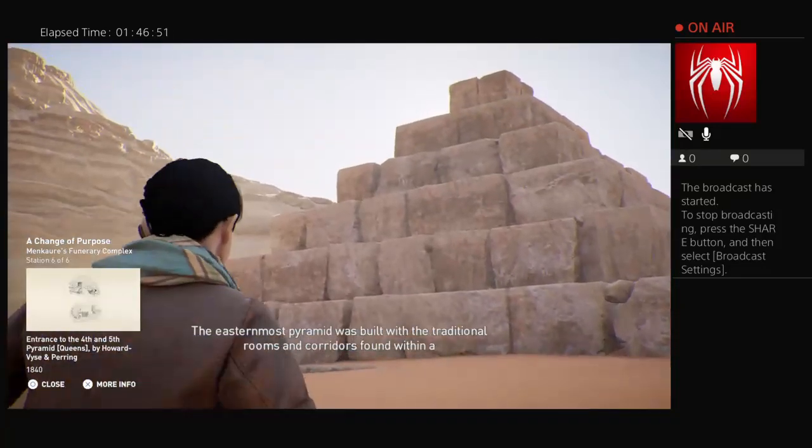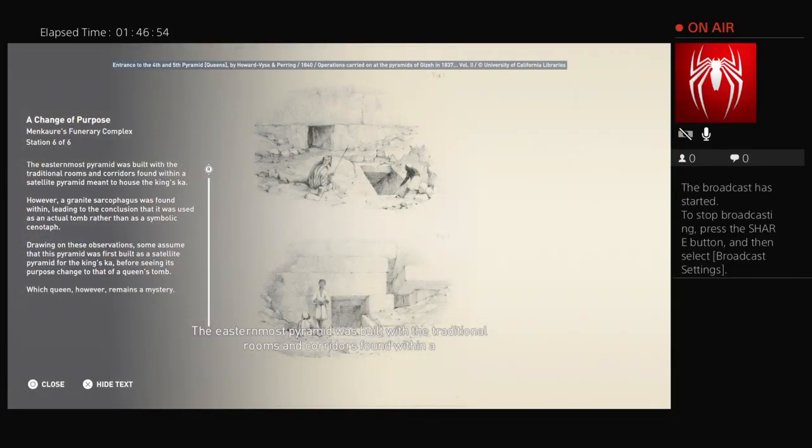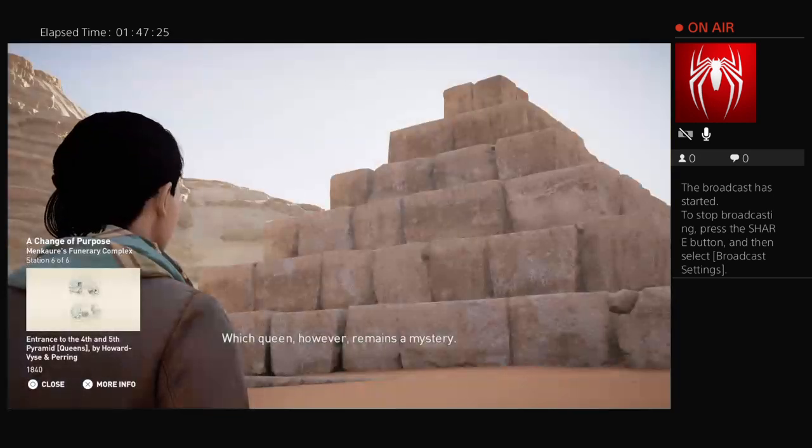The easternmost pyramid was built with the traditional rooms and corridors found within a satellite pyramid meant to house the king's Ka. However, a granite sarcophagus was found within, leading to the conclusion that it was used as an actual tomb rather than as a symbolic cenotaph. Drawing on these observations, some assume that this pyramid was first built as a satellite pyramid for the king's Ka, before seeing its purpose change to that of a queen's tomb. Which queen, however, remains a mystery.